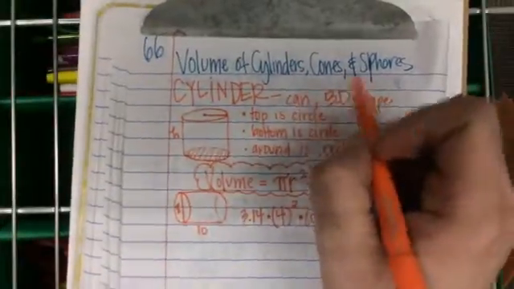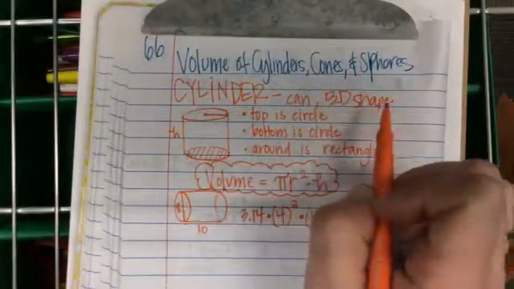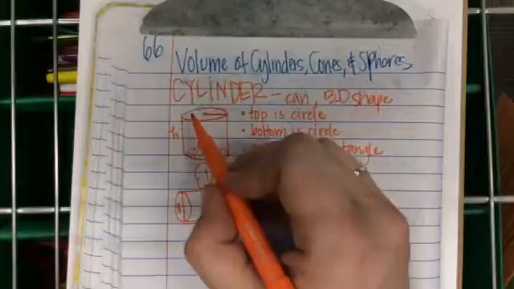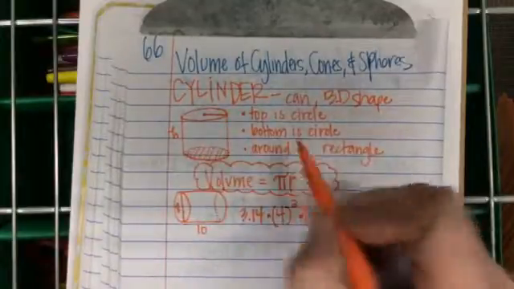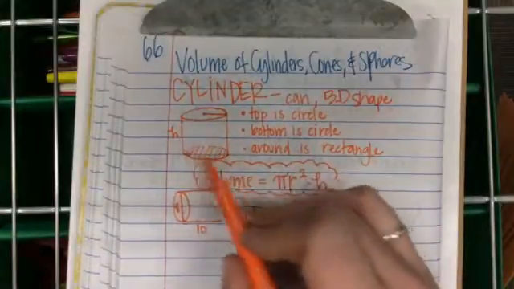Volumes of cylinders, cones, and spheres. So a cylinder is a can shape. It's three-dimensional. The top is a circle. The bottom is a circle. And a round is a rectangle.